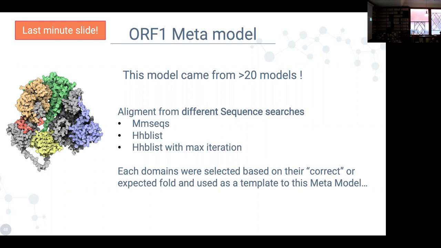HHBlitz with the default value for the second case, and HHBlitz with the maximum iteration to reach even more sequences as well. And depending on this, we had slightly different changes in the domain modeling. And here you need very expert eyes. Of course, not mine, my PI's, but say this domain is good, this one is good, this one is good.